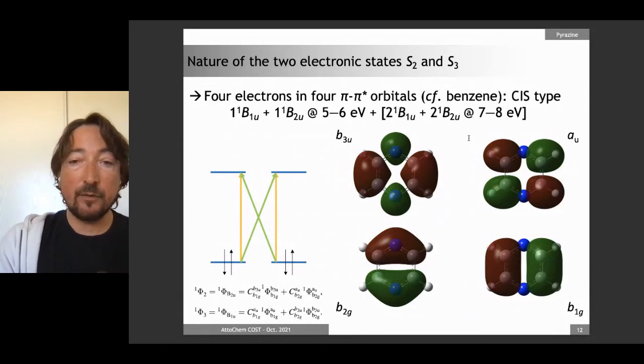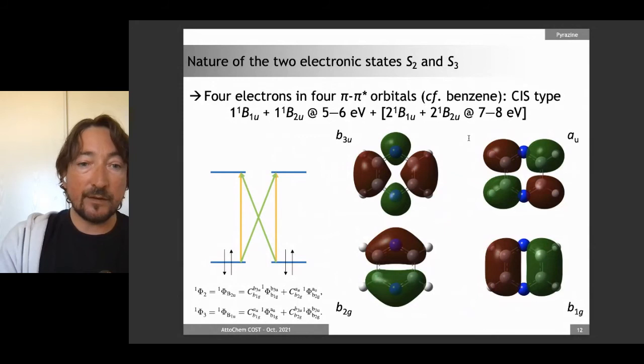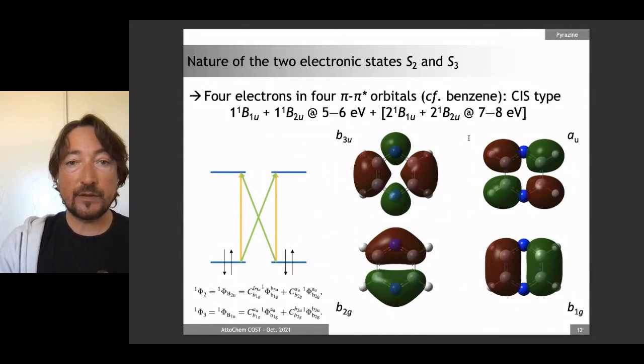And here, actually, the orbitals that matter for understanding the states are those four orbitals that are the pi and pi star degenerate frontier orbitals of the system. Well, they are not really degenerate in pyrazine. They would be degenerate in benzene. So considering different types of single excitations between this set of four electrons in four orbitals, we can understand quite nicely those two states that I mentioned, B1U and B2U, in the spectral domain around 5 to 6 eV.